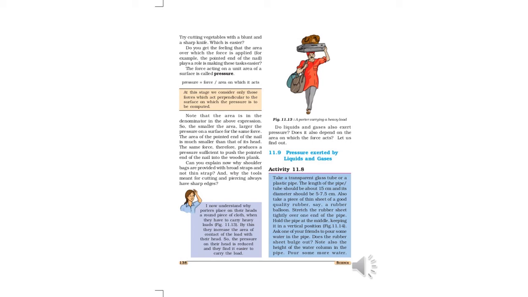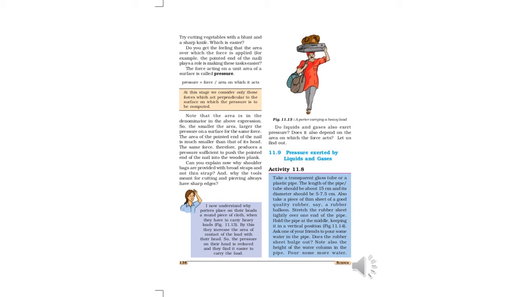Note also the height of the water column in the pipe, because it is transparent. So you can see the water level also in this particular tube when adding the water. Where it will be lying, you can mark it also with a pen. Pour some more water and observe again the bulge in the rubber sheet and the height of the water column in the pipe.